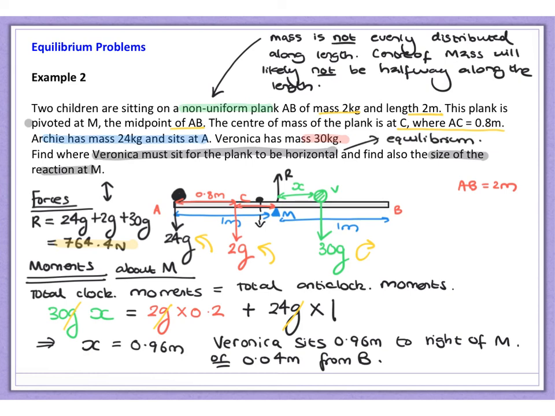So it did make sense to place Veronica closer to B. But equally, we could still have got the correct answer at the end, as long as we could interpret a negative answer correctly. Why don't you have a go? Place Veronica in a different position and see what happens.